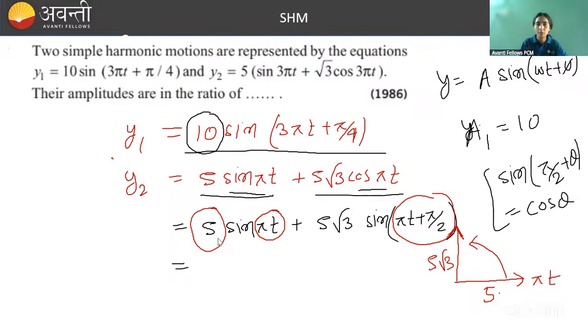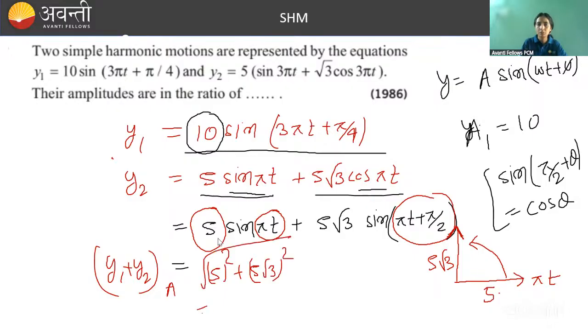If you add now, what will be the amplitude of y2? You will write 5 squared plus (5√3) squared. If you do this, you will get 100, and that will give you 10. So the first SHM has amplitude of 10, the second also has amplitude of 10. We can say the ratio is 1.